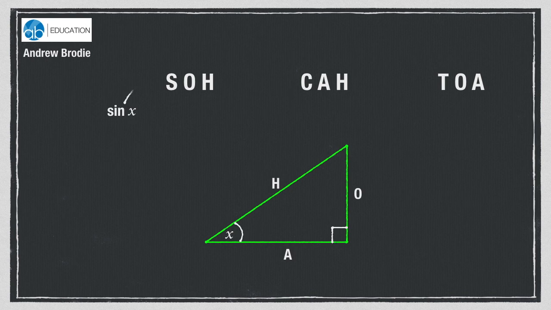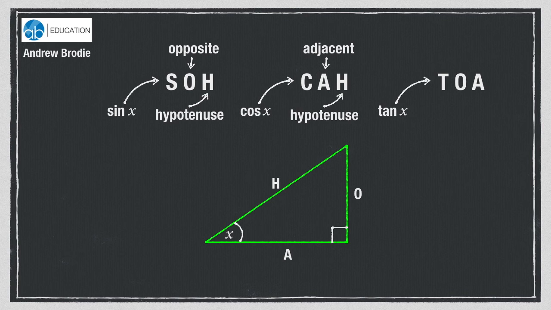You may like to remember these as SOH CAH TOA. Remember that sin is equal to opposite over the hypotenuse, cos is adjacent over hypotenuse, and tan is opposite over adjacent.